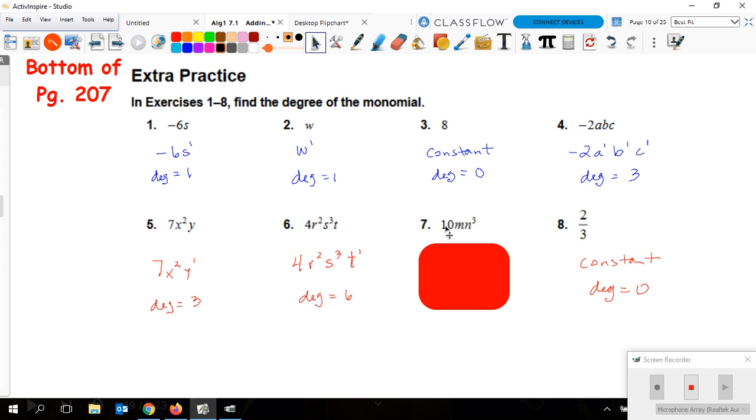That has nothing to do with the degree though. We have m to the first power and then n to the third power. 1 plus 3 should be degree 4. So again, it's the sum of the exponents on the variables that would give you the degree for that monomial.